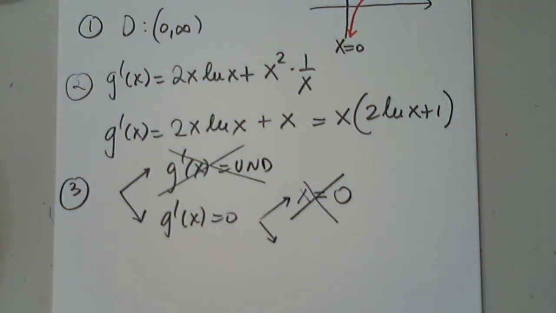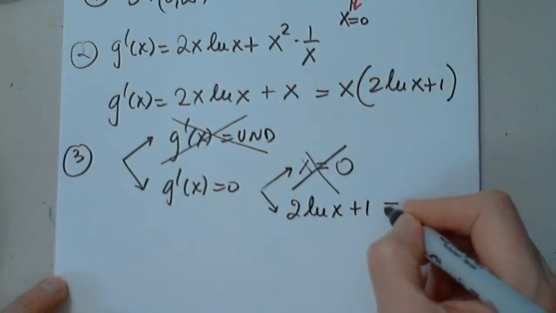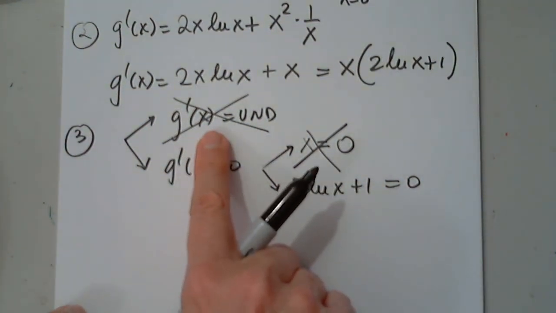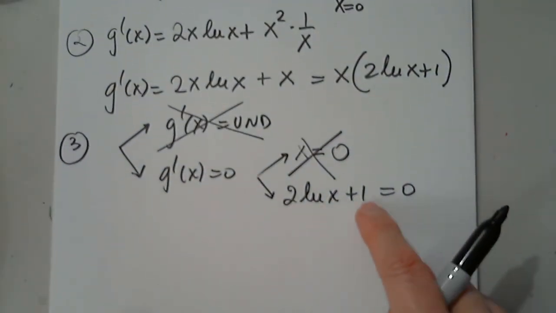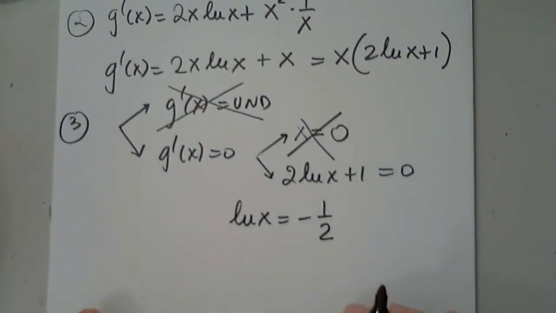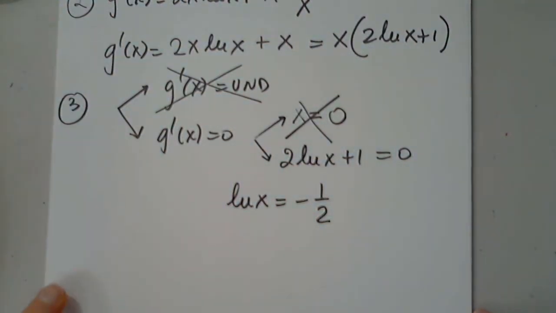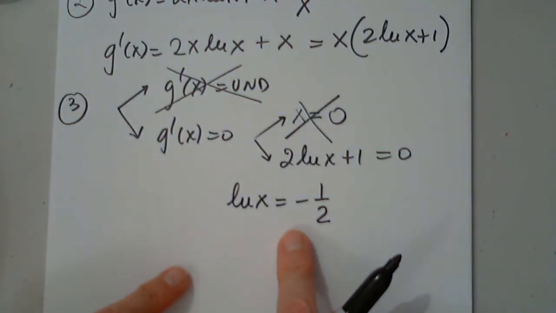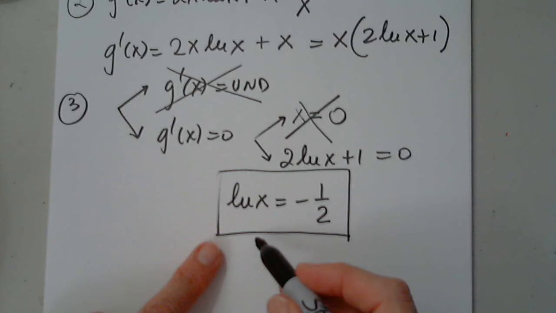Which is not the case because the function is not defined at 0. This is impossible, because it's not in the domain. And the second one is 2 natural log x plus 1 equals 0. This is the only chance. I move 1, divide by 2. How do I proceed? Anyone remembers what type of equation this is and how do we solve it? First of all, let's establish what type of equation is it.